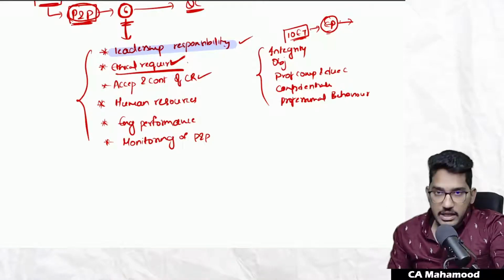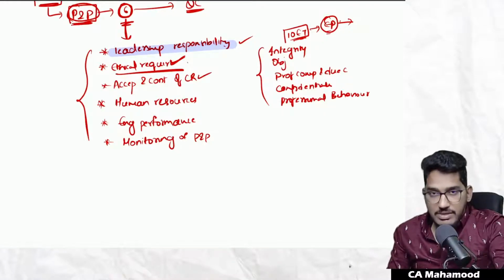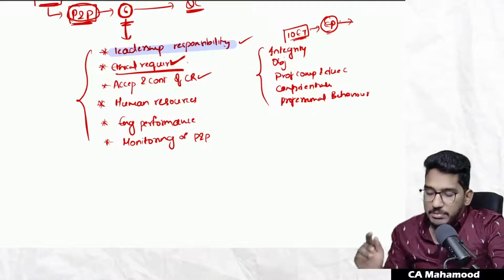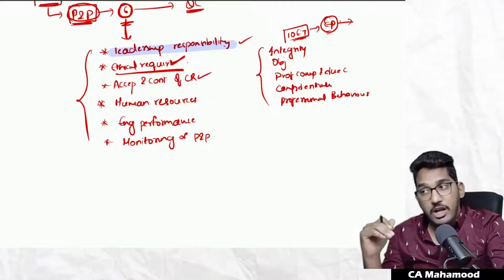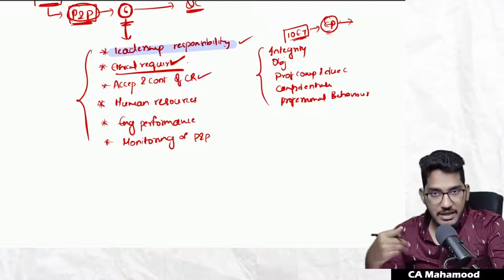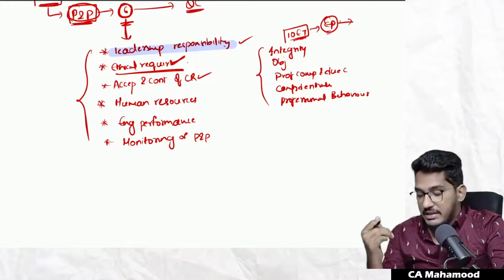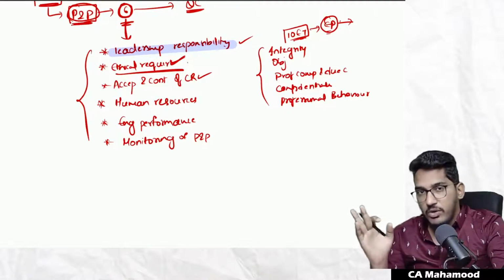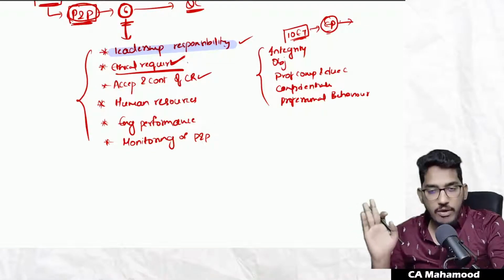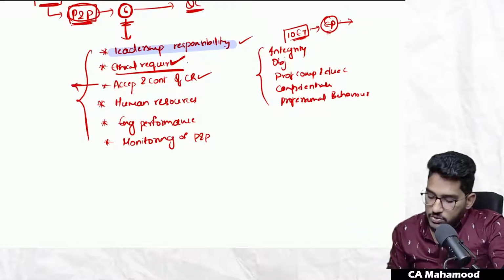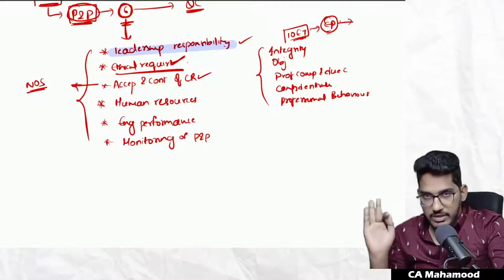Next, the third area in which you need to have some policies and procedures is acceptance and continuation of client relationship. Before you take a decision whether to accept a client relationship or not, or whether to continue the client relationship or not, there are some policies and procedures which you have to follow. Those have also already been covered in the nature, objective and scope of audit. But anyhow, I will revise it here once again.